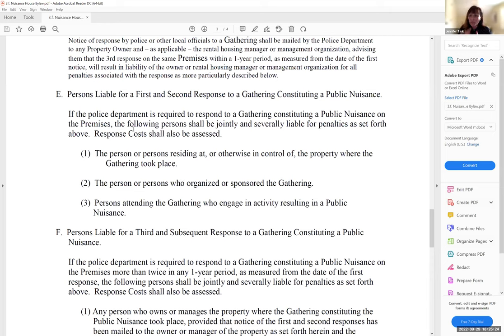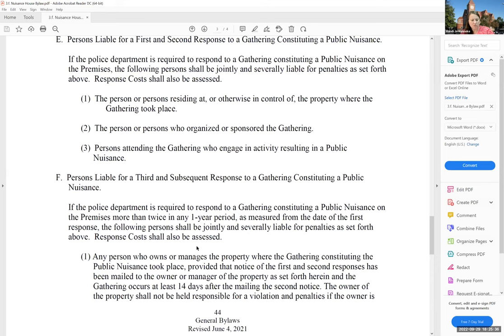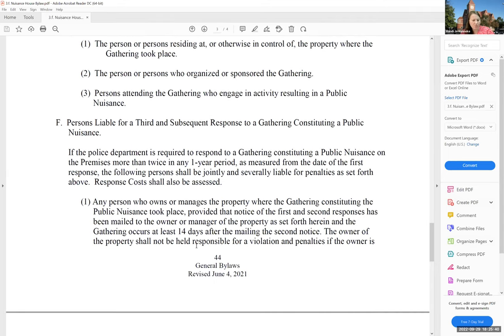I think it's the houses that are just, you know. Yeah, so I think that's where there's that first and second response and then the third and subsequent, where really the third one is what gets the owner in trouble. But I agree, it could be more clear, the whole thing.